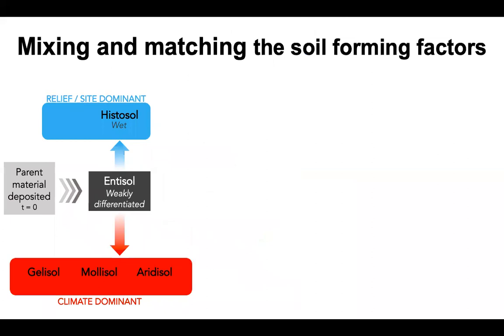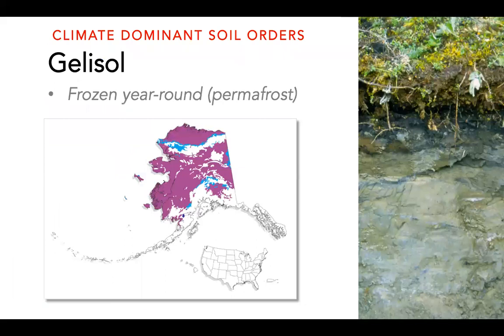Now, another group of soils are dominated by climate. So these are three of the soil orders here: the gelisols, mollisols, and aridisols. Climate is really the strongest factor for them. So starting with the gelisols. Gelisols are frozen all year round. Some people call them permafrost. So as you might expect, that only happens in really, really cold climates.